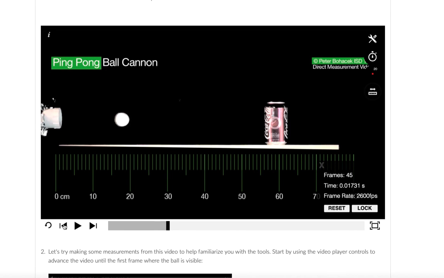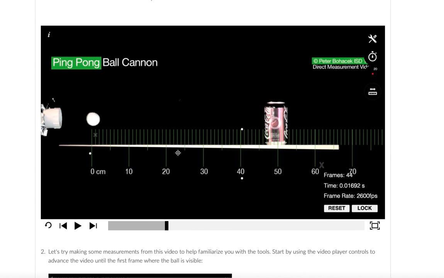So after it's been shot from this bazooka, the ping pong ball travels with a constant velocity until it collides with the Coke can. And then after it collides, it'll travel again with a constant velocity, presumably slower, because it has given up some of its energy to the collision with the can.